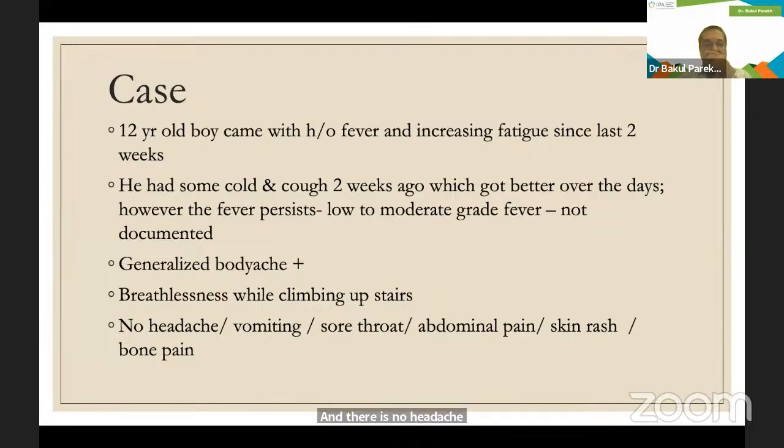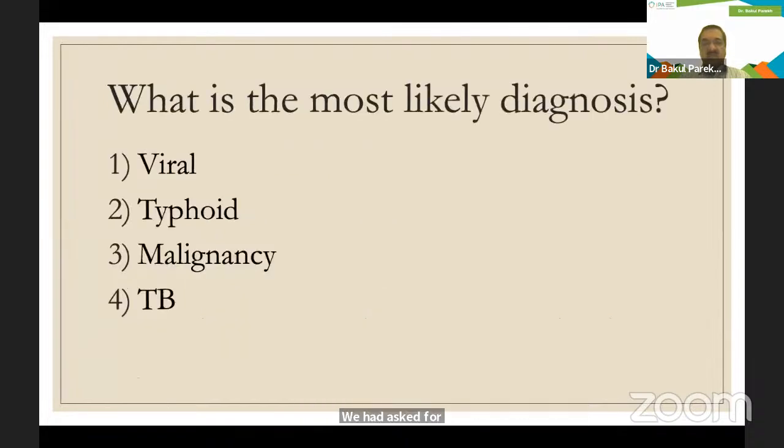Now, breathlessness here, we know that breathlessness can occur only because of a few conditions. Either there is hypoxia, or the child is dehydrated, or there is blood loss or anemia, or maybe some cardiac issues. So, keeping all this in mind, we had asked for past history of pox contact and many things, but there was no significant past or family history. So, differential again, viral is almost out: typhoid, malignancy, and tuberculosis.